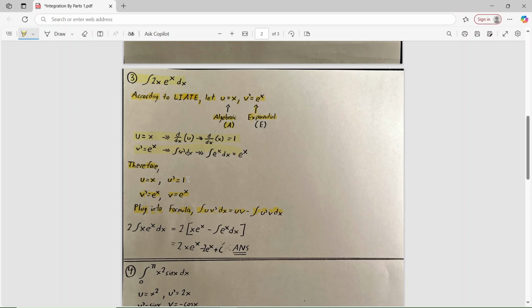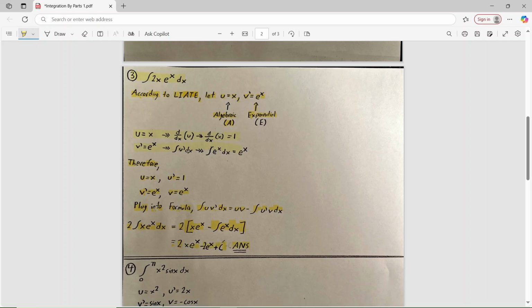So as we see right here, I took out the 2 to make it in front. 2 times the integral of u v prime dx equals the 2 in front. So this is u times v minus the integral of u prime, which in this case is a 1, times v, which in this case is e to the x. Then we just do another quick integration of e to the x, and we get this as our final answer. Remember the c.